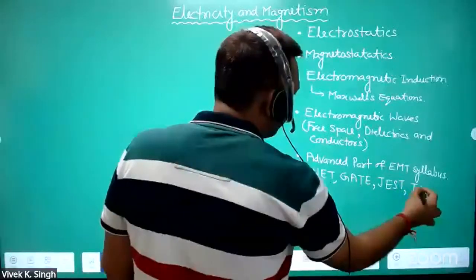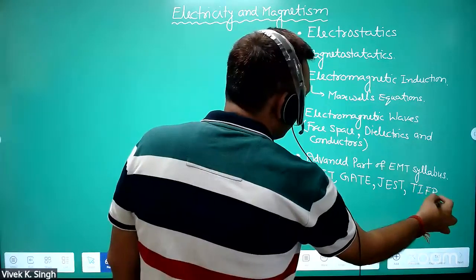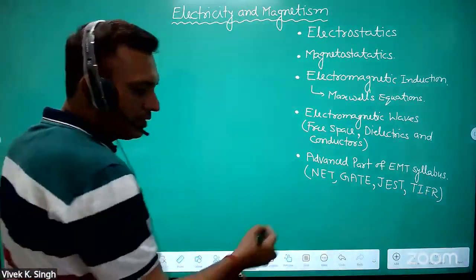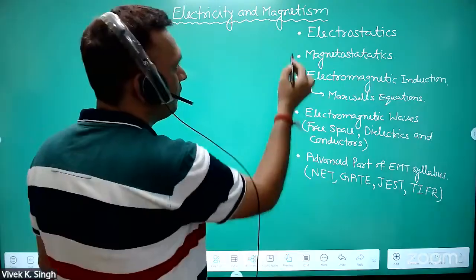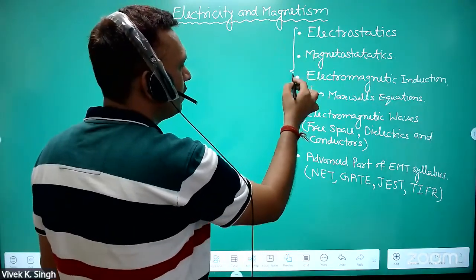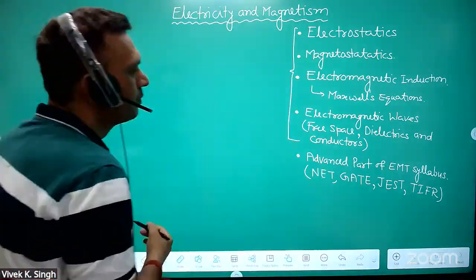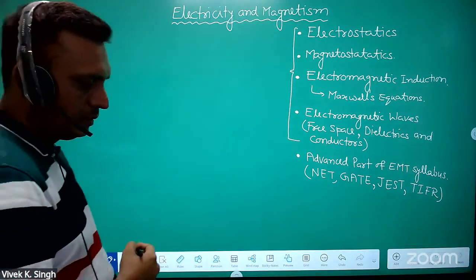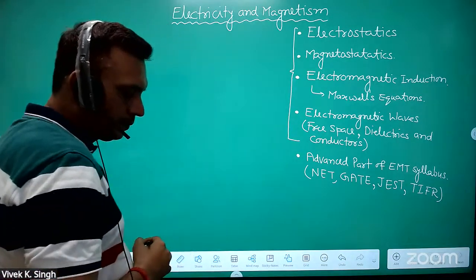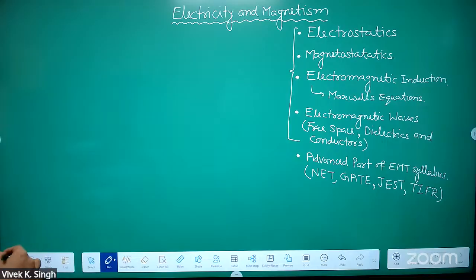and TIFR. This part is not for IIT JAM. Up to this part, it is common. Is it clear? Yes.